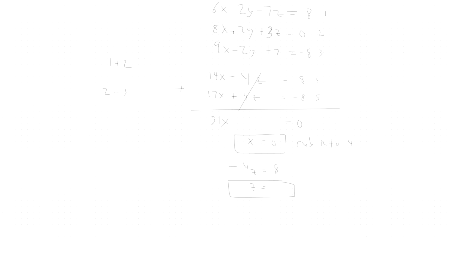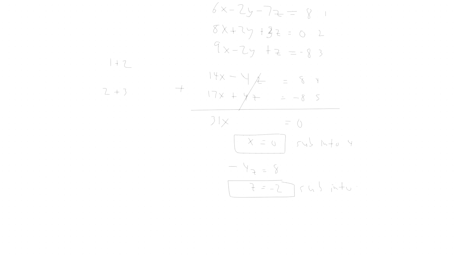Divide both sides by -4. What's 8 divided by -4? That would be -2. Okay, so we got x and z. Now we're going to sub both of those into which one? Say 2.